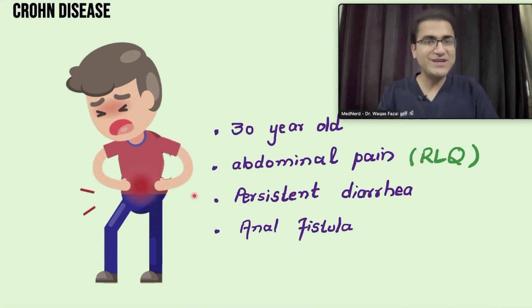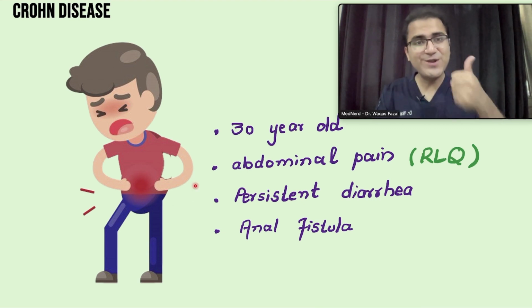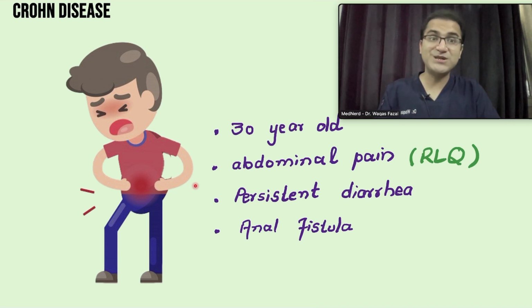Patient also complains of right lower quadrant pain. Patient has a history of anal fistula repair 1 year back. Patient had 2 episodes of renal stones that were treated. Now this is a classical presentation of Crohn's disease. What is Crohn's disease? Today we are going to talk about it in detail.